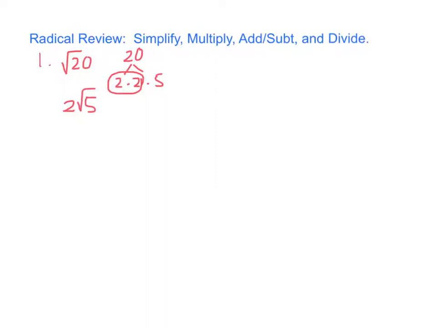The way to check what you have done is to go backwards. If I need to put the 2 back under the radical, I would have to square it. So 2 squared is 4. 4 times 5 is 20. That's what I started off with, so that does check.